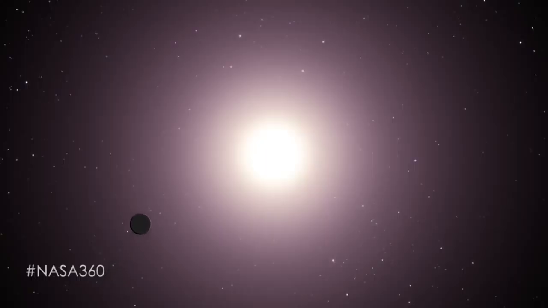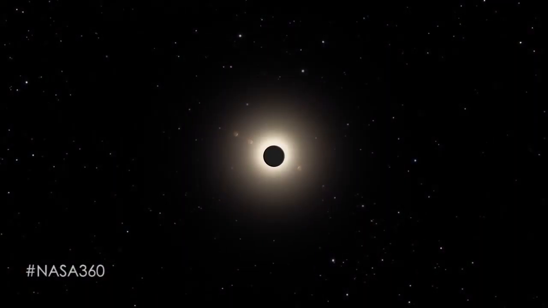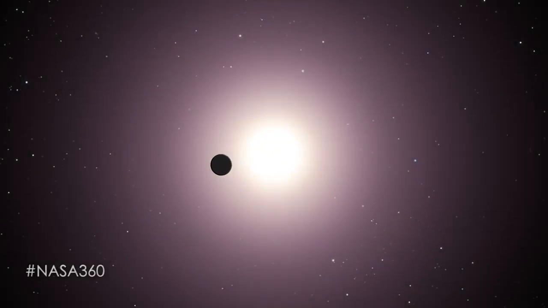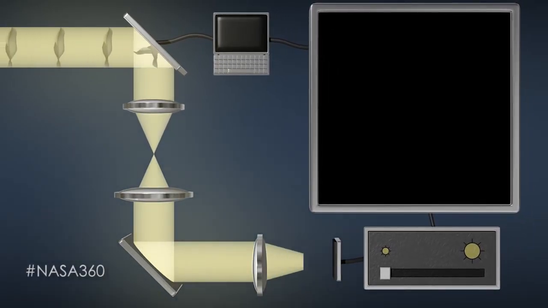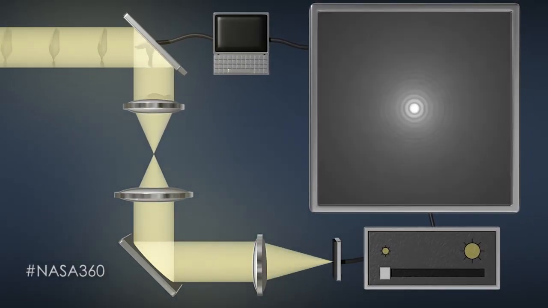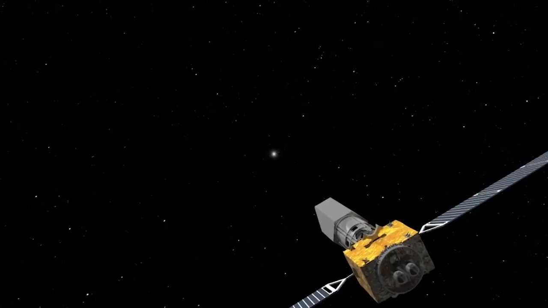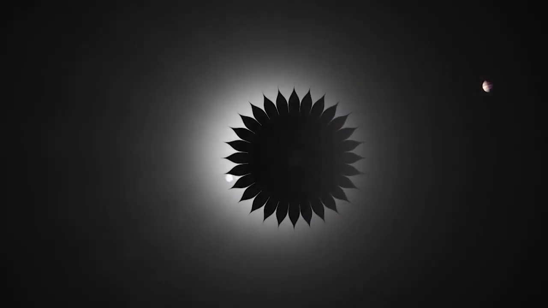What we have to do is suppress the starlight glare around the stars so that we can see planets very close in. There are two ways to do that. One is called a coronagraph, which is an instrument inside the telescope. It blocks the starlight, but it lets the planet light through. The other is called a star shade. The idea is to put a screen out in space and block the light of the star before it has a chance to get to the telescope.